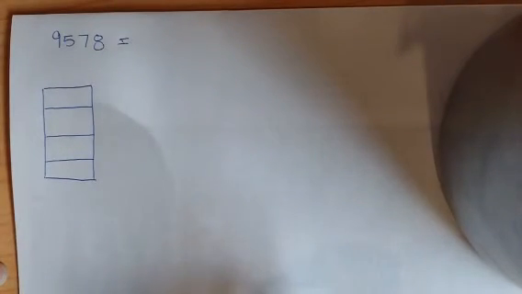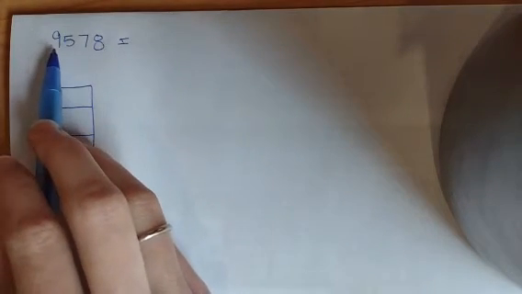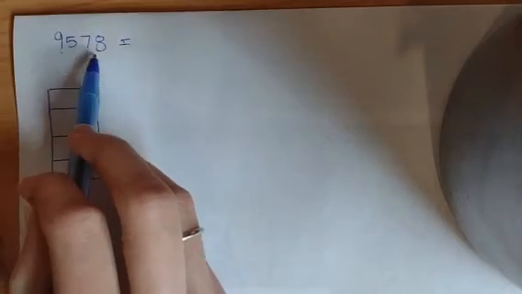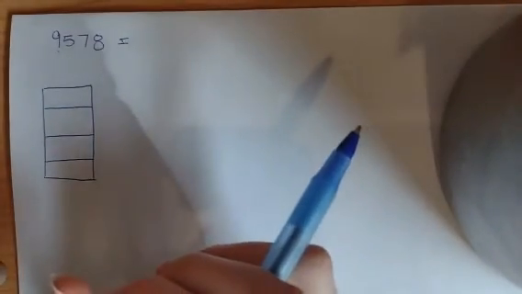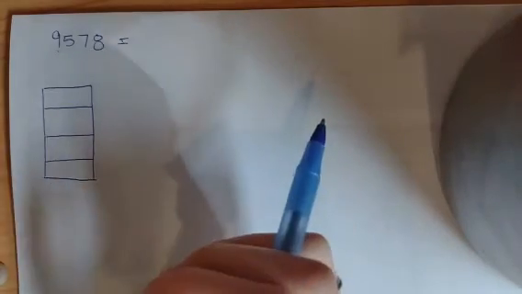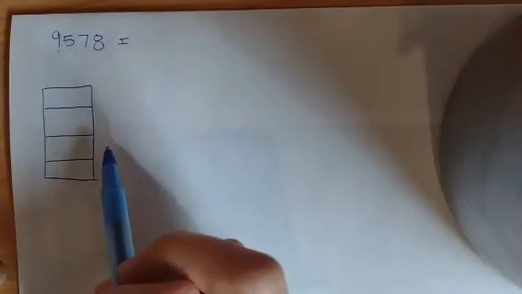My name is Leah, and we're going to do number 1. 9,578 is equal to what in the Mayan number system, which is base 20 instead of 10 like standard.